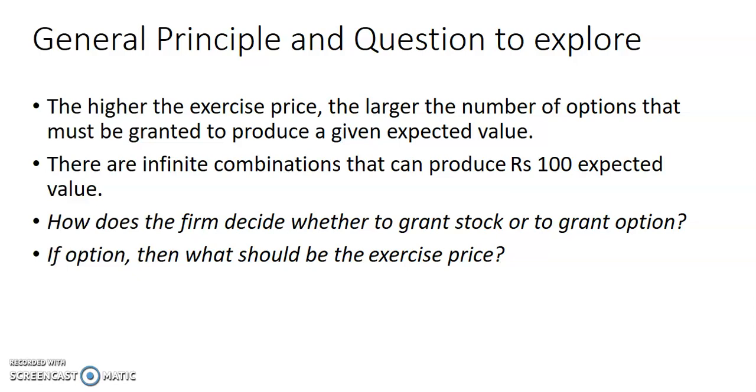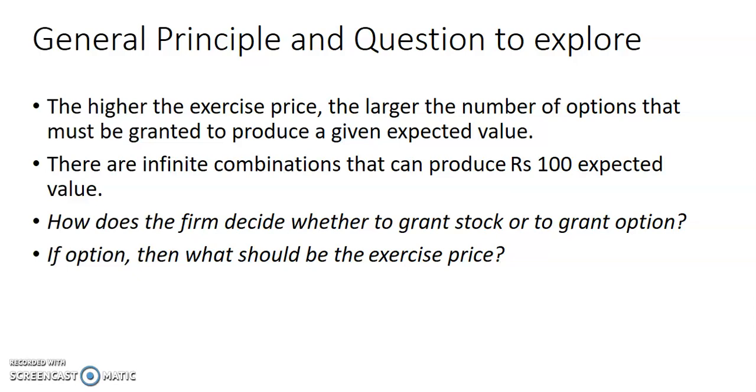If we look at the pattern of the cases that we have just discussed, we observe a general principle. The general principle is the higher the exercise price, the larger the number of options that must be granted to produce a given expected value. There are an infinite number of combinations of exercise prices and the number of options, as we saw, that could have produced 100 rupees of expected value.